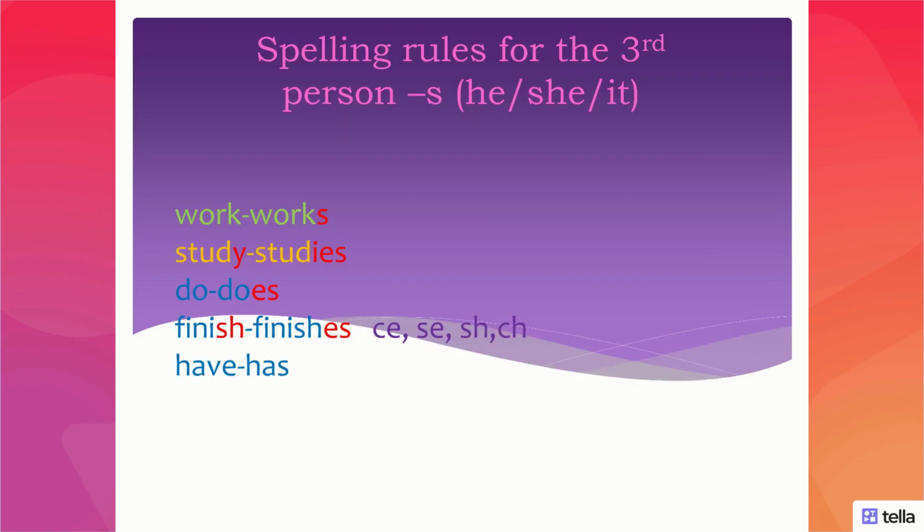Let us revise the spelling rules for the third person singular. If the verb is standard, then just add s. For example, work, works. But if the verb is ending in y, we have to change y into i and add es, like in the example, study, studies. If the verb is ending in o, sh, ch, ce, then we have to add es. For example, do, does, finish, finishes, and have changes into has.